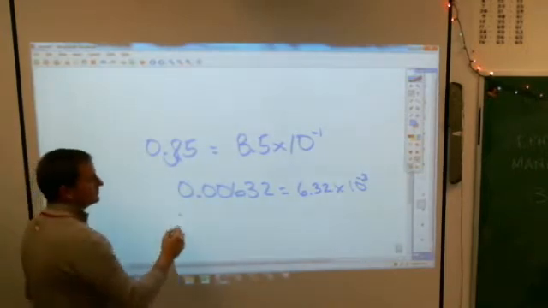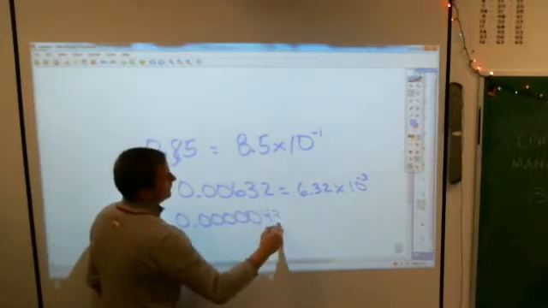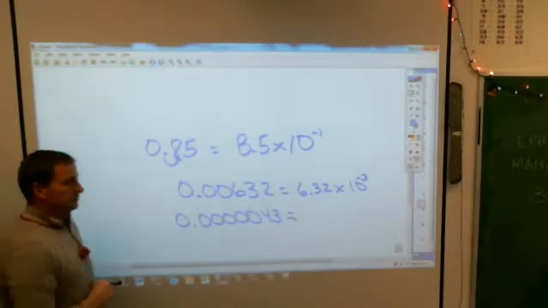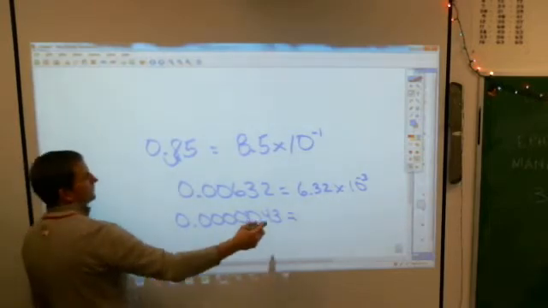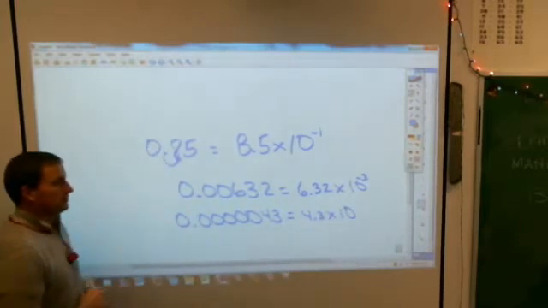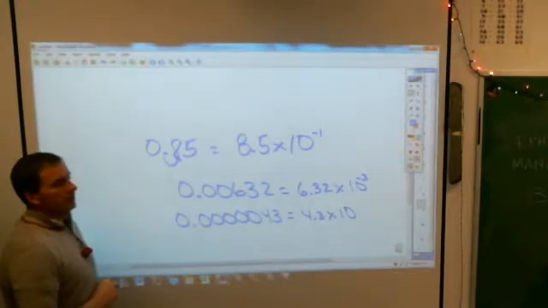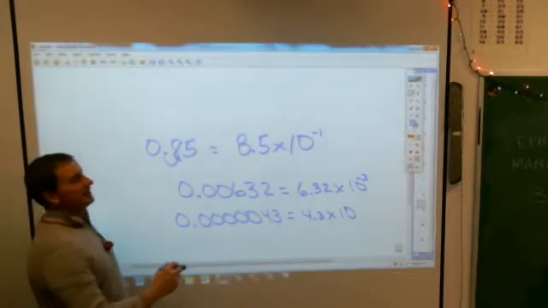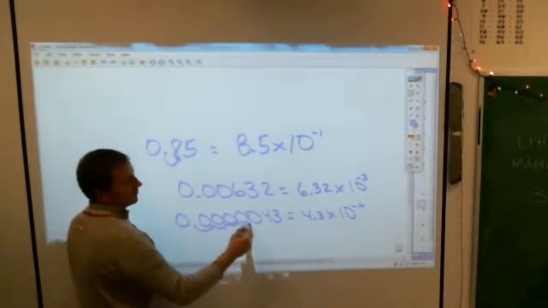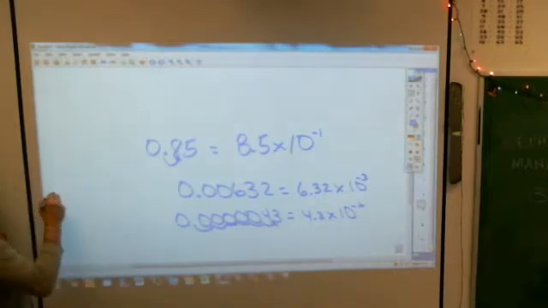How about this one? 0.000043. In scientific notation, Brant, Robert, 3 times 10 to the 6 power. Nope. What? Did you say -6? There you go, -6 power. I moved it 1, 2, 3, 4, 5, 6 places. How about one more?